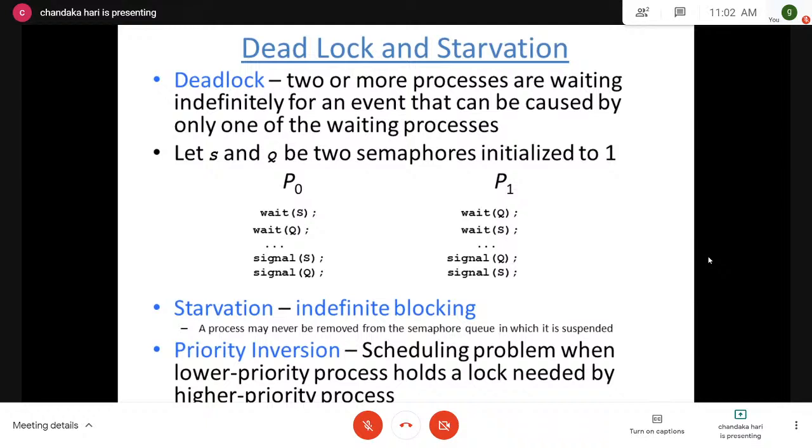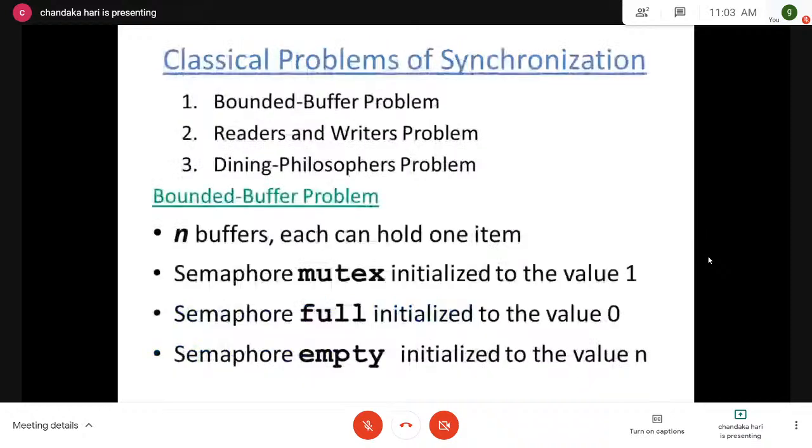Now we'll move on to how these semaphore solutions can be used to solve classical problems of synchronization. What are the various problems we are going to see in classical synchronization problems? It is a large class of concurrency control problems. Among that, we deal with only 3 problems. Generally, an operating system must implement all of these.